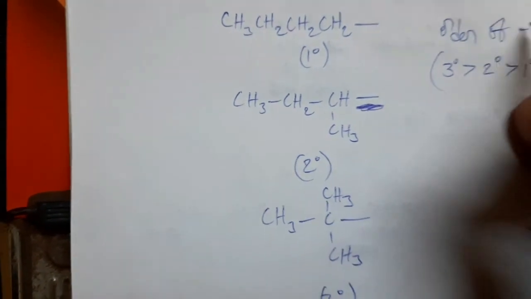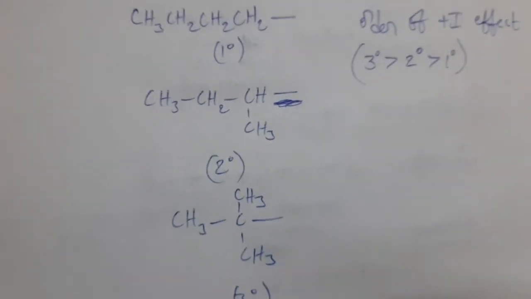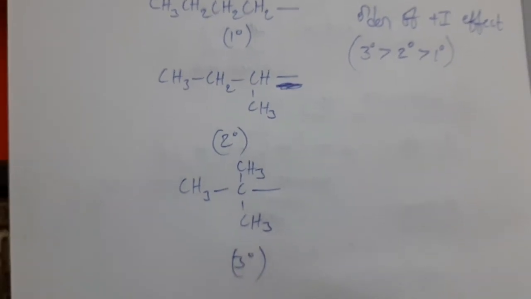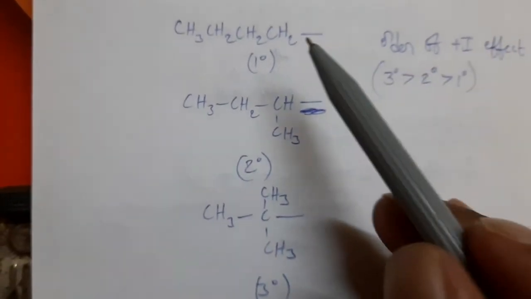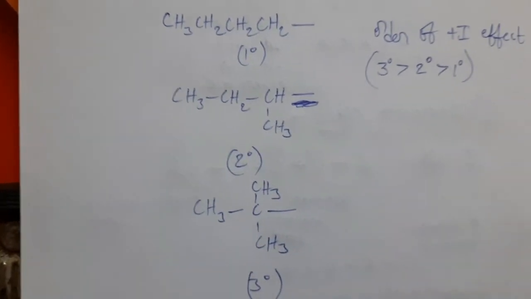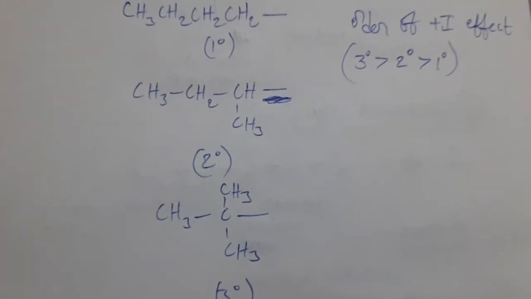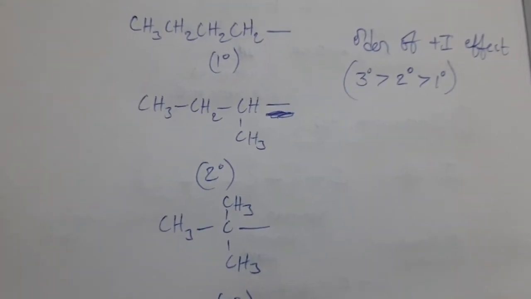Order of plus I effect for different types of carbon atoms having the same number. So number of carbon atoms is the same in all these three cases, but arrangement is different. So tertiary carbon atom has more plus I effect than secondary, which has more plus I effect than primary.